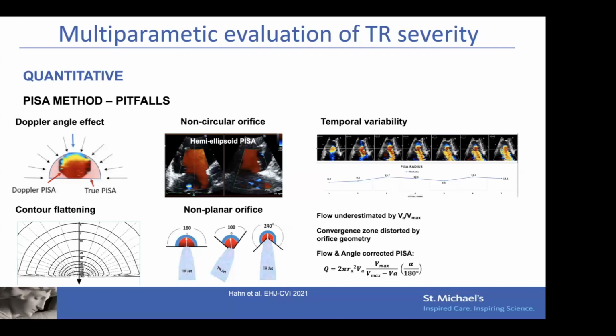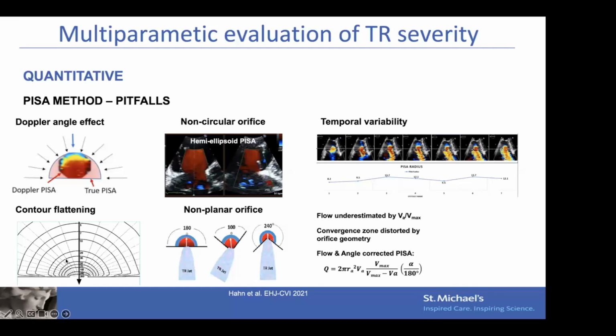And then two things that are particularly relevant for the tricuspid valve. First of all, the principle of contour flattening, which just means that the shape of the PISA shell is dependent on the distance, or the radius, from the orifice, and secondly also on the orifice size, meaning that the closer you get towards the orifice, the flatter the PISA will become, and the further away you are, the more parabolic the PISA is.